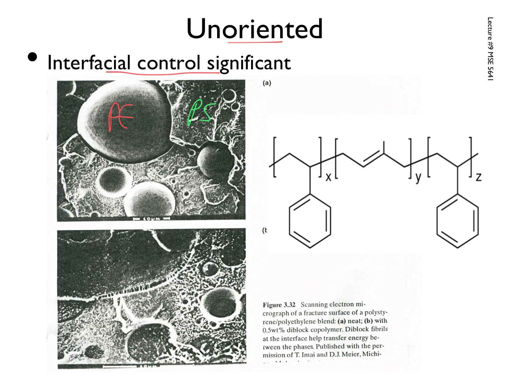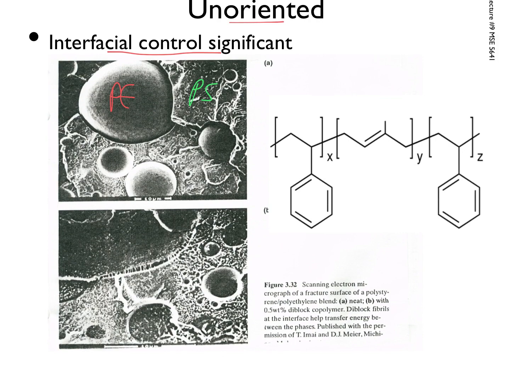Okay? And so what can be done is a very nice change to the composition, in which we look at a polystyrene polyethylene blend with 0.5 weight percent diblock copolymer. And this is what I'm showing up here. Let's scratch out that double bond. It's not supposed to be there. Okay.